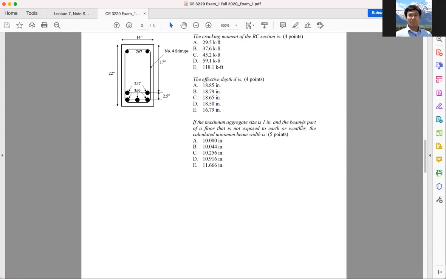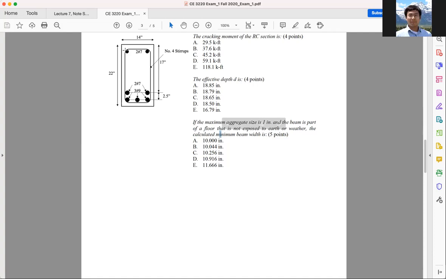All right, second, what is a part of a floor that is not exposed to earth or weather? Remember that is in the table ACI 20.5.1.3.1, where for non-prestressed members not exposed to earth or weather, there's a concrete clear cover stated. So I can use the right clear cover, okay? Now, looking at the section, it is asking what is the minimum beam width.